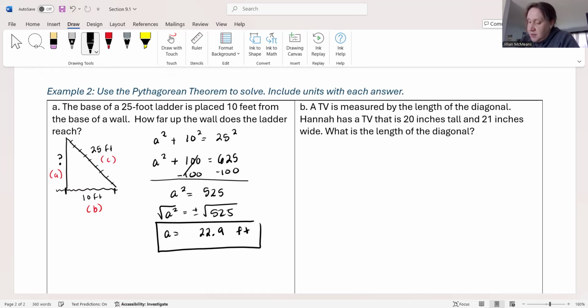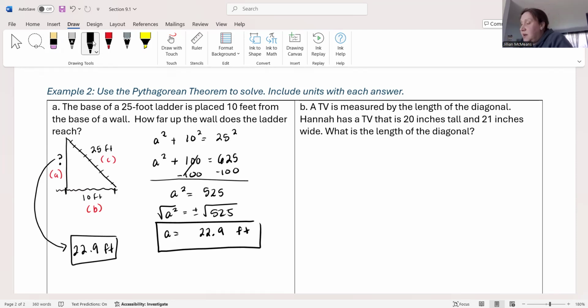So we can then say that this distance right here is approximately 22.9 feet. Even though in generic problems that plus or minus really matters, in application problems you have to think about: does the positive make sense? Does the negative make sense? Oftentimes you throw out the negative. Okay, let's look at part B.